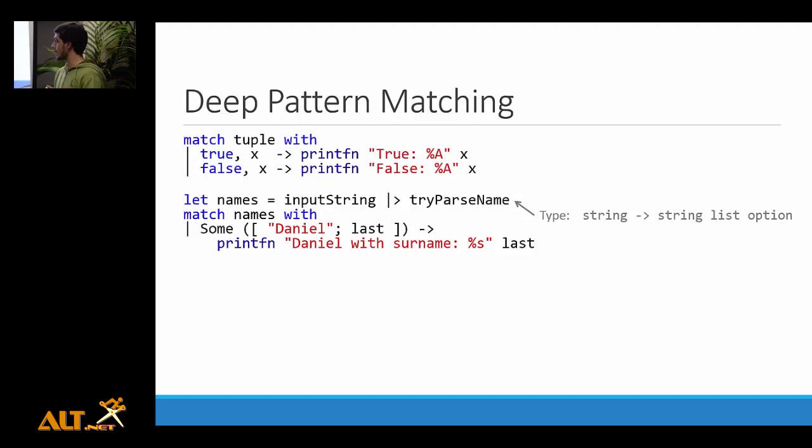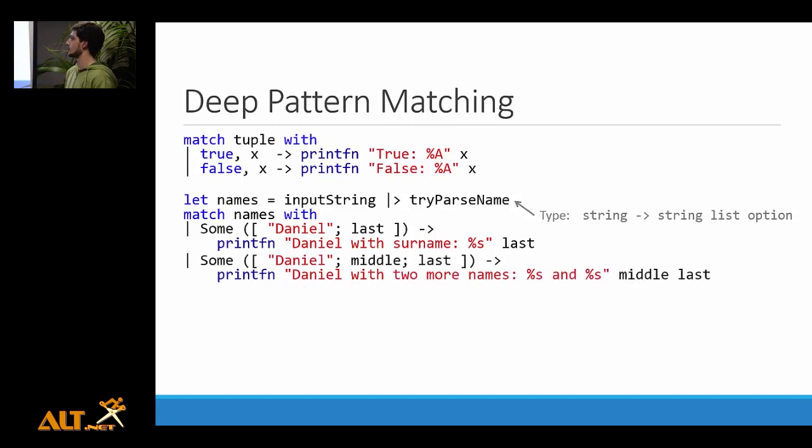So the first match we're doing here, we're matching against some, but then we're matching into some, and we're saying, okay, the some has to have a list in it, and that list has to have 2 elements in it. And that list, the first element, has to be the string Daniel. And the second element, I don't care what it is, but bind it to the name last. And if it matches that form, a some that has a list that has 2 elements in it, where the first is Daniel, then we match and we print out Daniel with surname and then the last name.